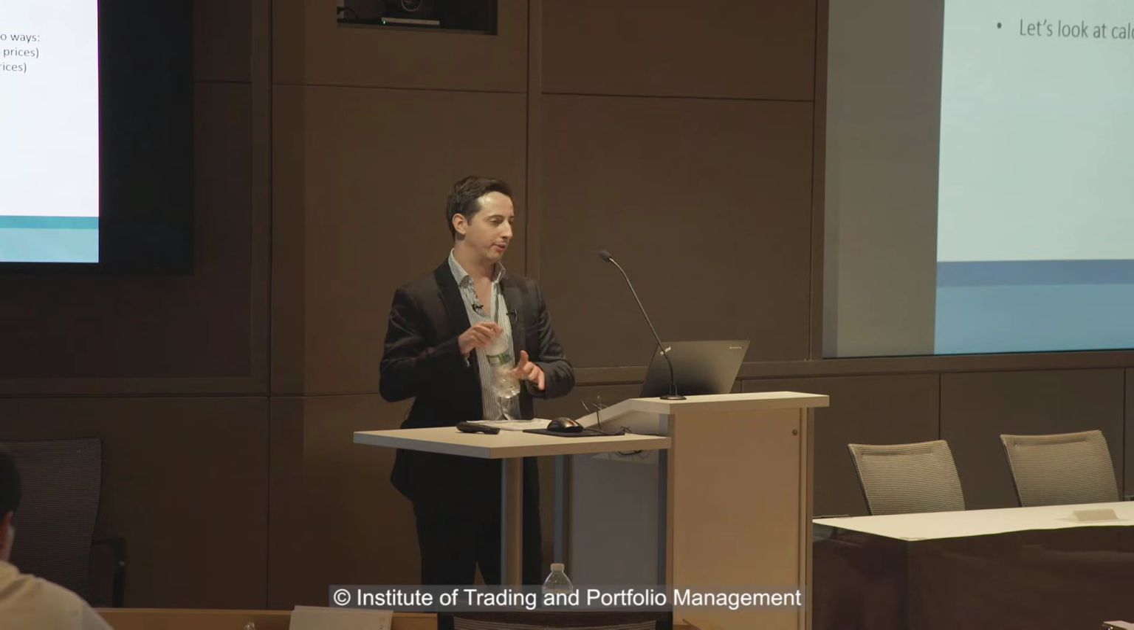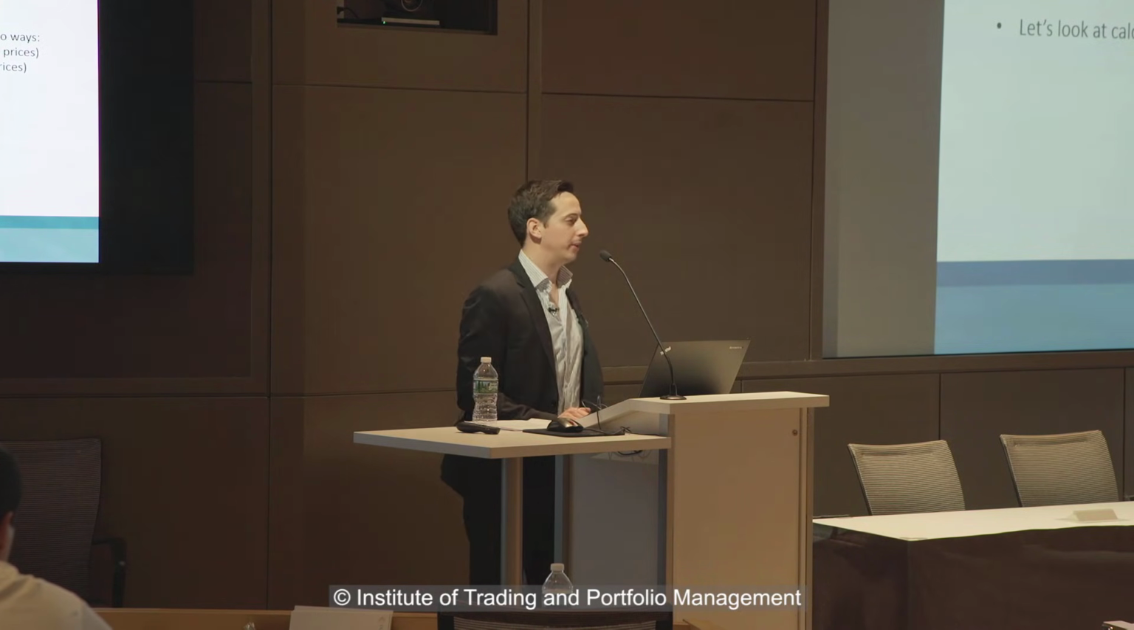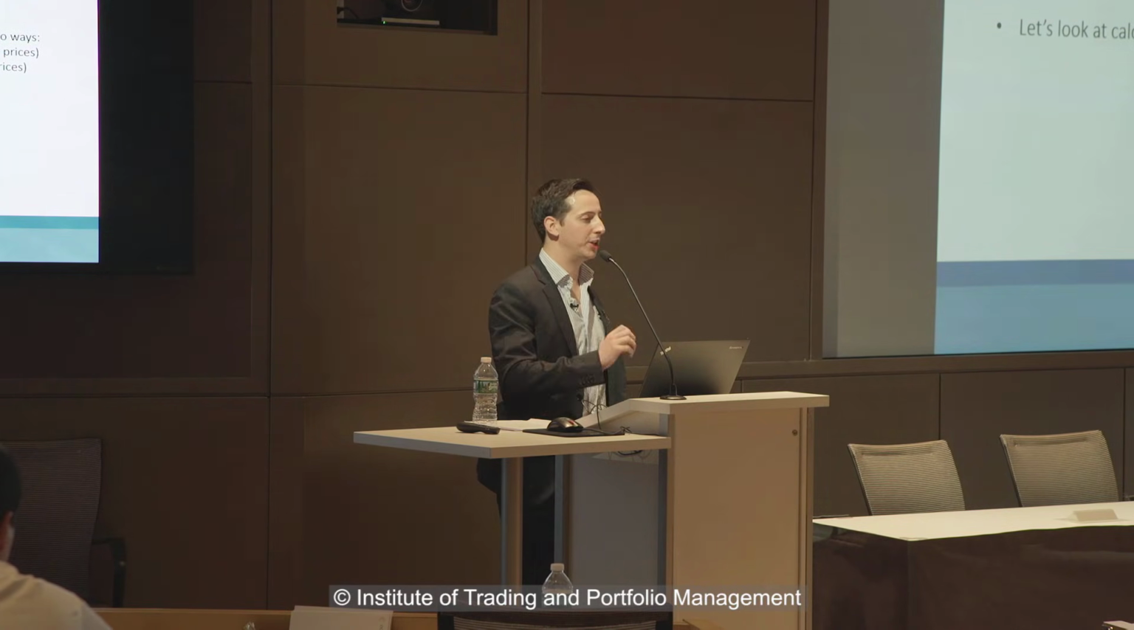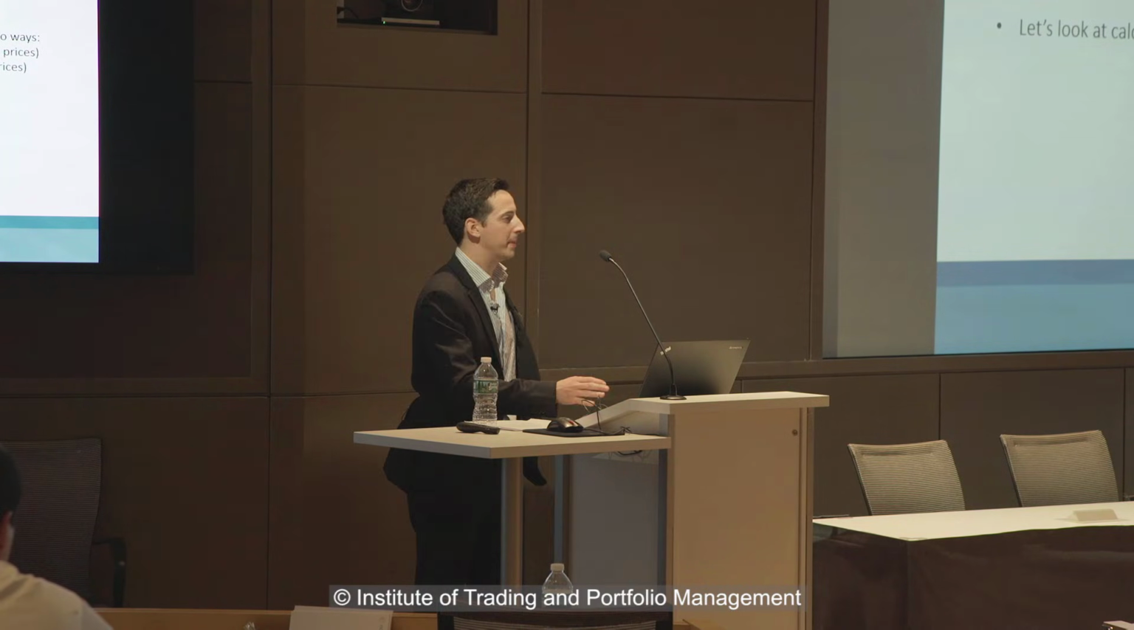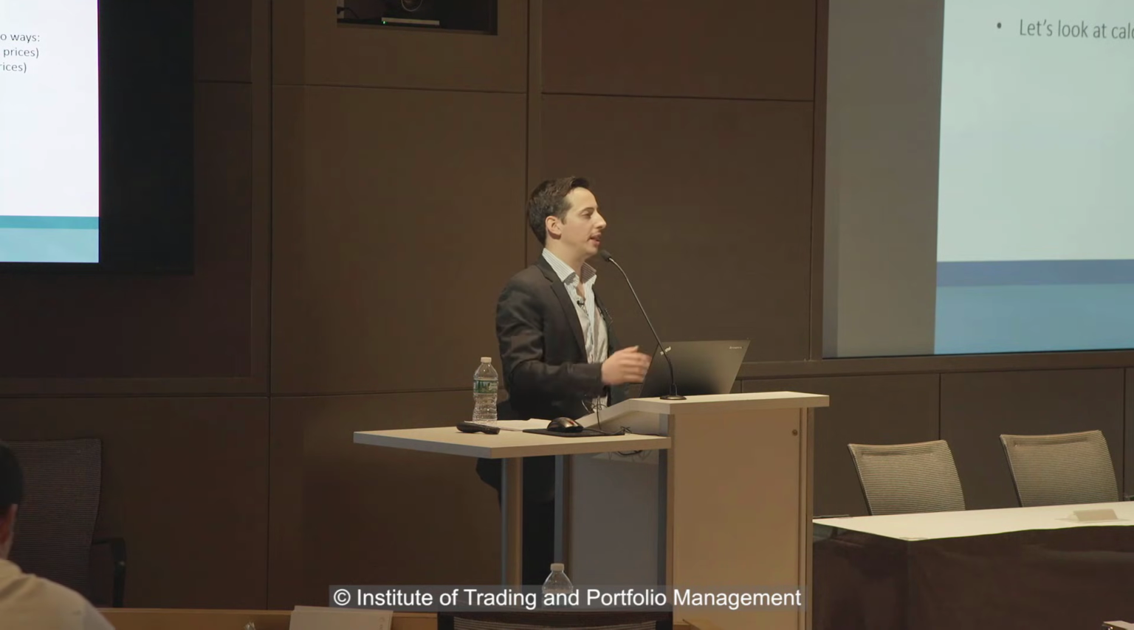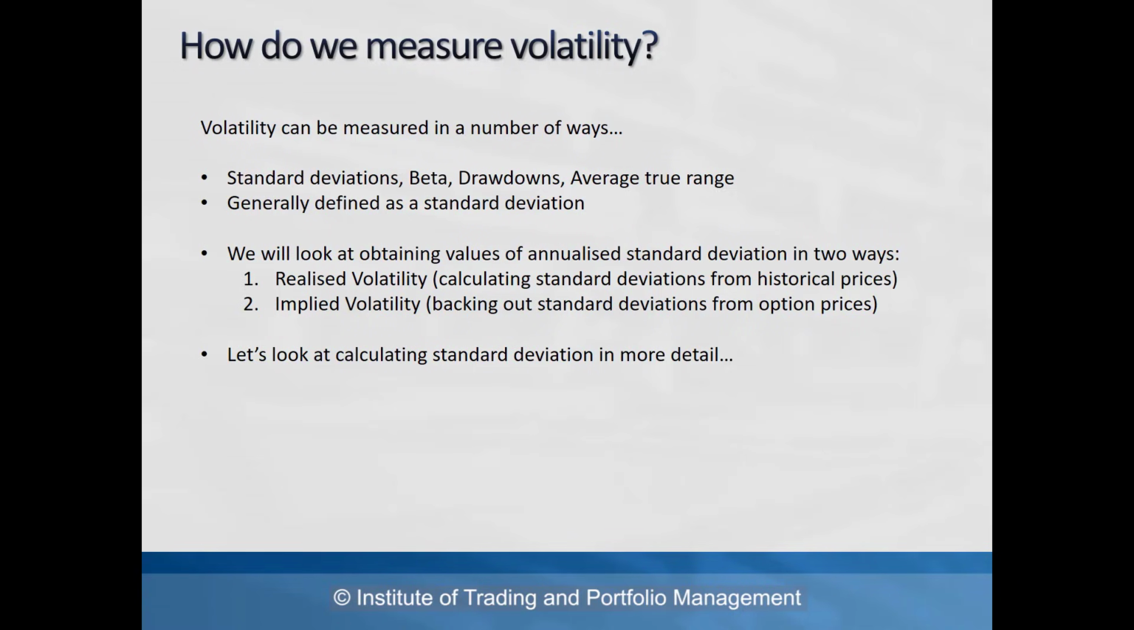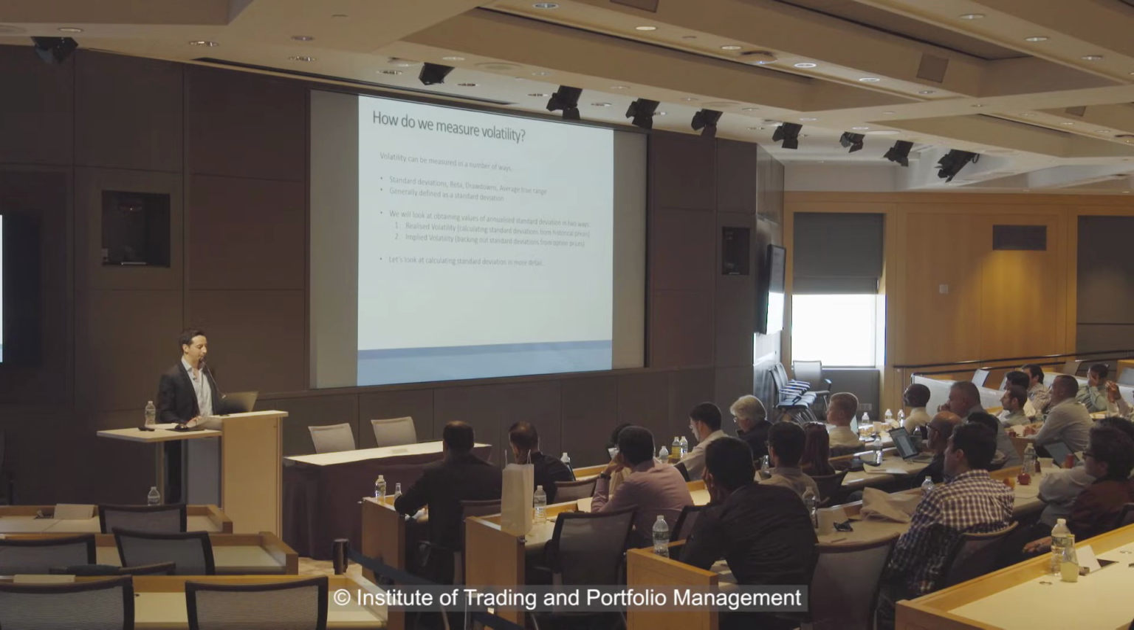So that's the background on volatility. That's why it's important, and those are some ways in which you can actually use volatility. So how do you actually measure volatility? Well, it can be measured in a number of ways: standard deviations, beta, drawdowns, average true ranges. There are multiple ways to think about volatility. What we're going to do, as it's the generally defined way of looking at volatility in the investment management industry, is to think about it in terms of standard deviation. We're going to look at the standard deviation calculation in slightly more detail in a moment. I know you're all excited about that.